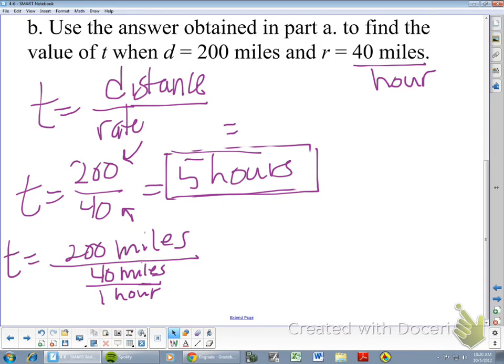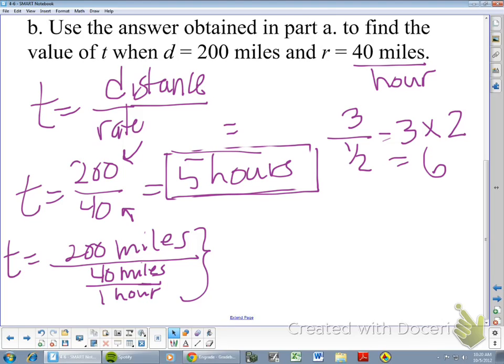Now, this object right here is called a compound fraction. It's a fraction that has another fraction embedded in it. So in the denominator of this fraction, there is another fraction, which is the rate, 40 miles per hour. When we have a compound fraction, like if I had 3 divided by 1/2, I would keep the numerator the same, change the division into multiplication, and take the reciprocal of the denominator. So the reciprocal of 1/2 is 2. Okay, so 3 divided by 1/2 is 6, because there are 6 1/2s in 3.